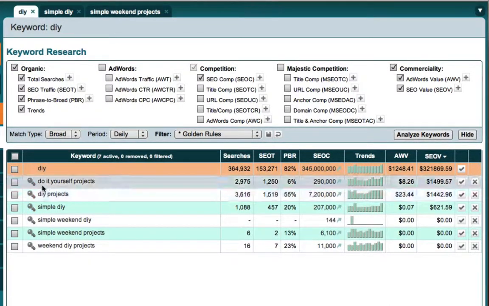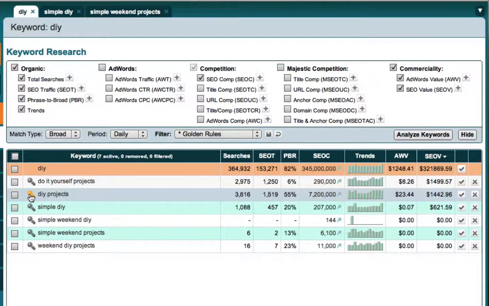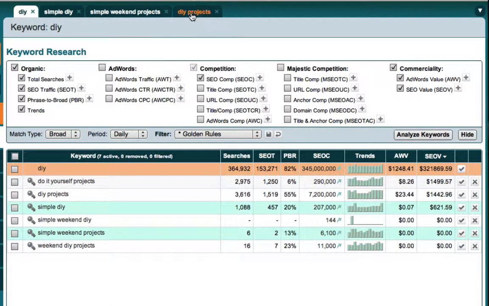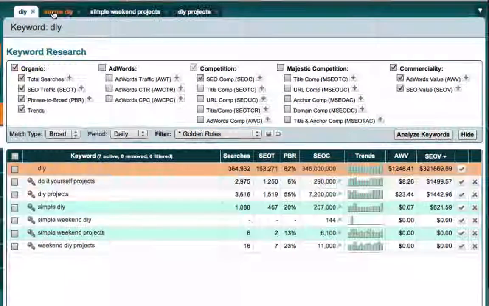So let me just do one that I haven't done yet, like this one here. You see how it just popped up open? A brand new one opened. Then what I would do is just go in there.